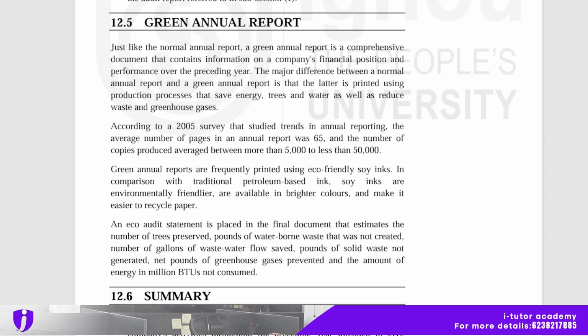Next is green annual report. Just like the normal annual report, a green annual report is a comprehensive document that contains information on a company's financial position and performance over the preceding year. The major difference between a normal annual report and a green annual report is that the latter is printed using production processes that save energy, trees and water, as well as reduce waste and greenhouse gases.